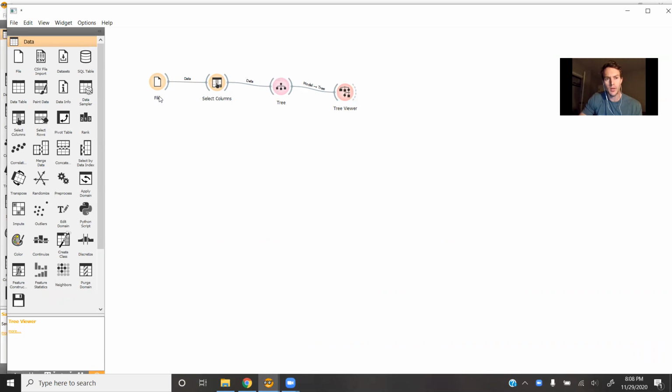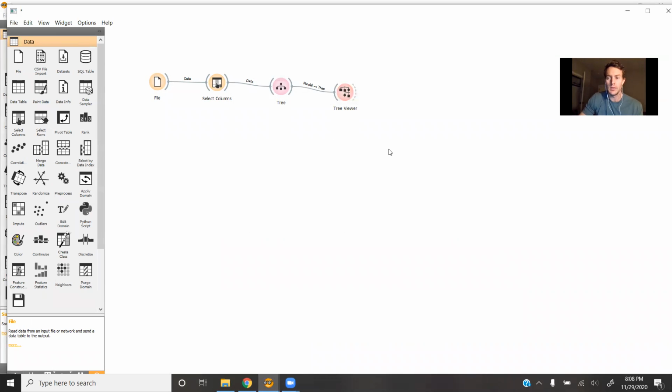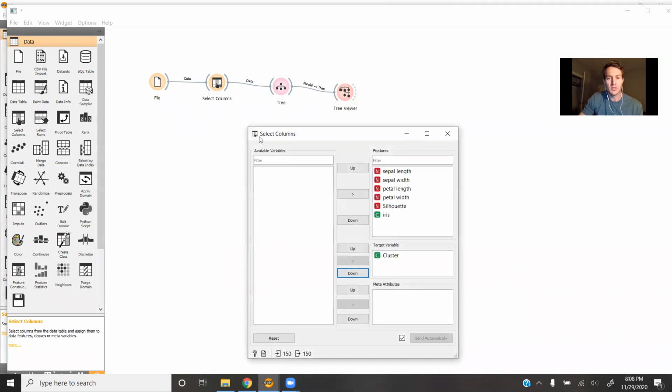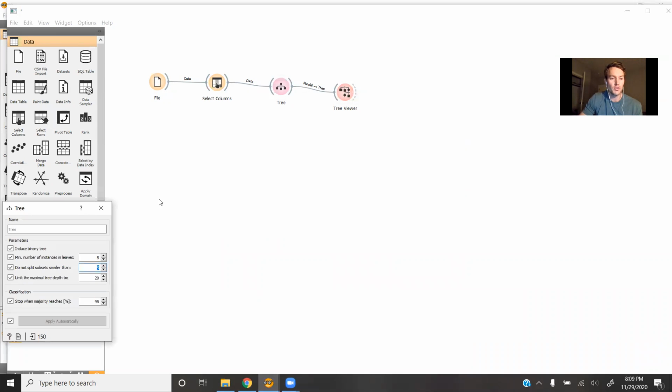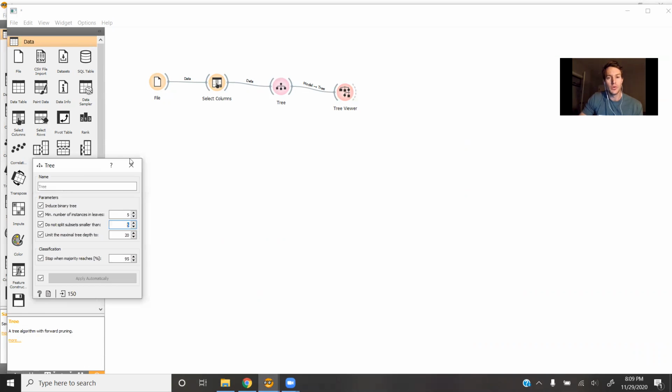So I went ahead and put in my file here for the updated iris data that I used in part two of assignment number 13 with select columns. Very similar. I took the silhouette out because it didn't matter, and then moved my cluster down to my target variable there. For the tree size, I'm at 5, 5, and 20 is what we're looking at there.